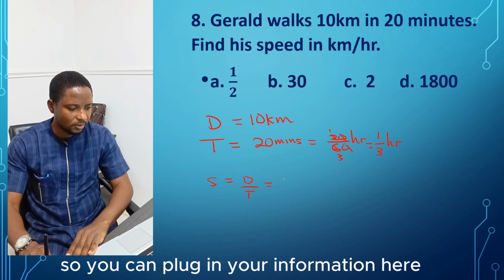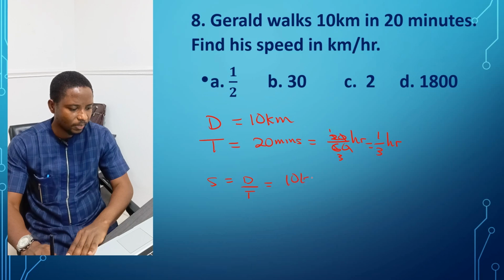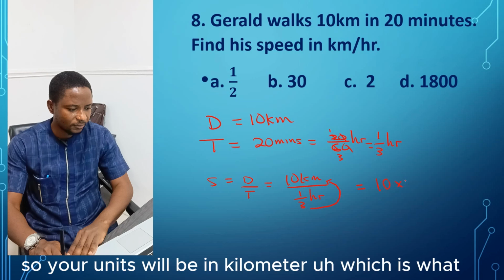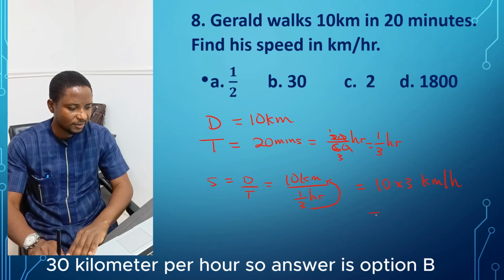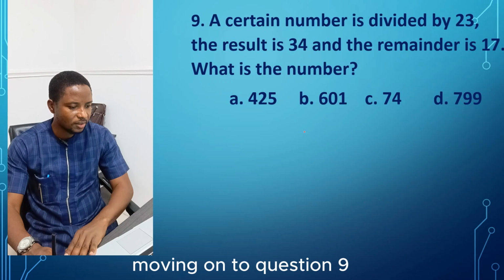So you can plug in your information here. Distance is 10 kilometers. Time is 1/3 hour. Then you move this up. So you have 10 times 3. So your unit will be in kilometer per hour, which is what? 30 kilometers per hour. So our answer is option B. Moving on to question 9.